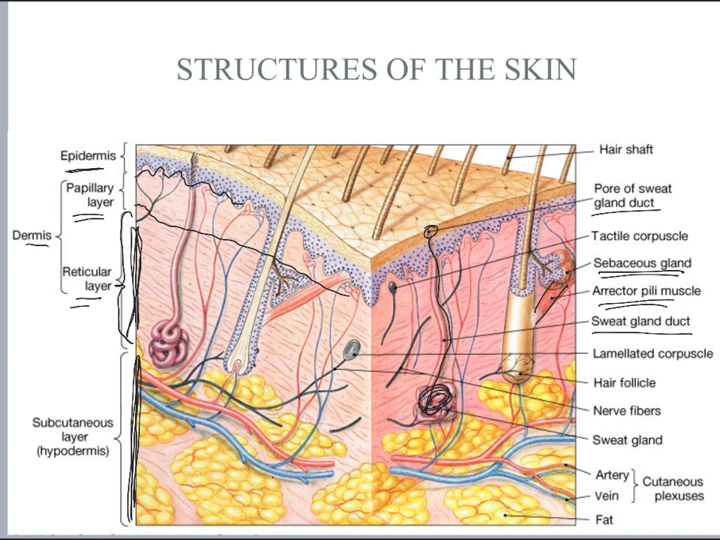Another couple structures that we see are going to be lamellated corpuscle. This is known as Pacinian corpuscle. We'll talk about what exactly these do in conjunction with tactile corpuscle. We have some nerve fibers, and when we get into a more detailed picture, we'll see that there's a nerve plexus, and we see right here this nerve plexus is going to surround every hair follicle, and then again our sweat gland. We have our cutaneous plexus for arteries and veins, and some adipose or fat here.